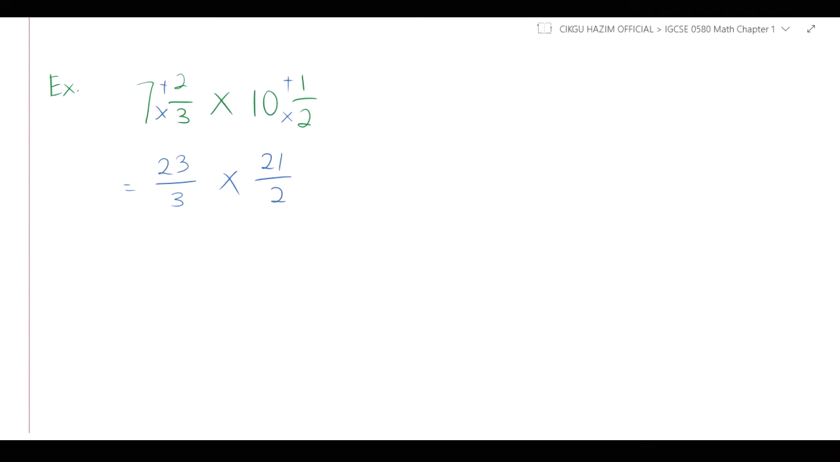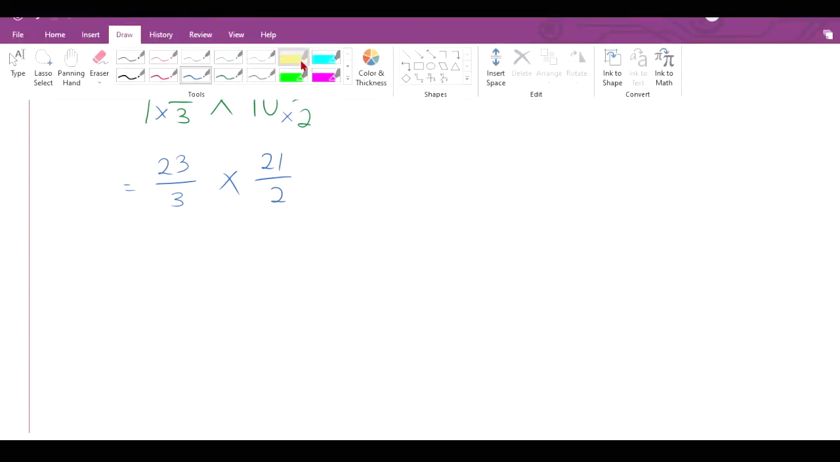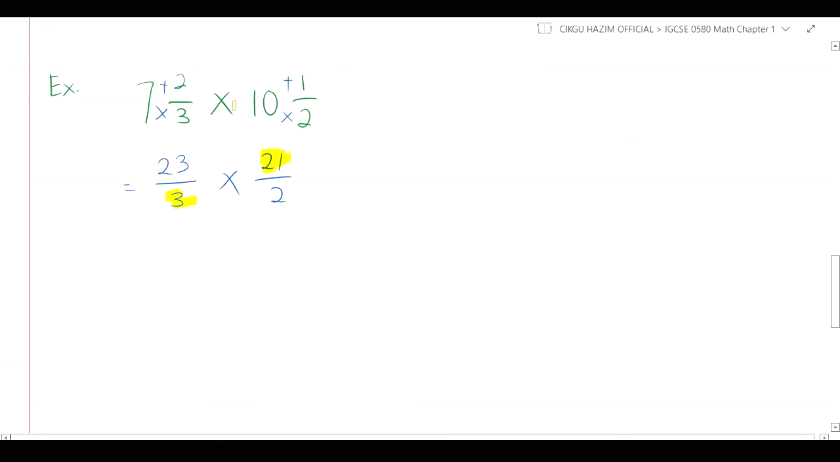Is there anything that we can simplify? Yes, we know that 3 and 21 can be simplified. How? We can divide by 3. Divided by 3, divided by 3, the 3 cancels and becomes 1, and the 21 becomes 7. So what we have here is 23 over 1 multiplied by 7 over 2.